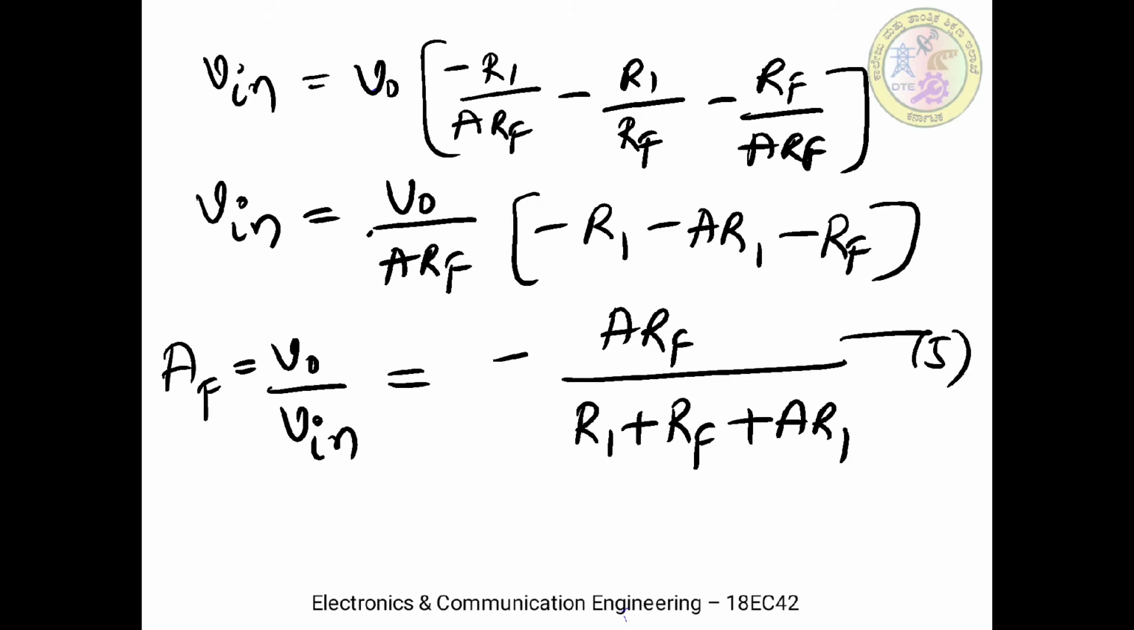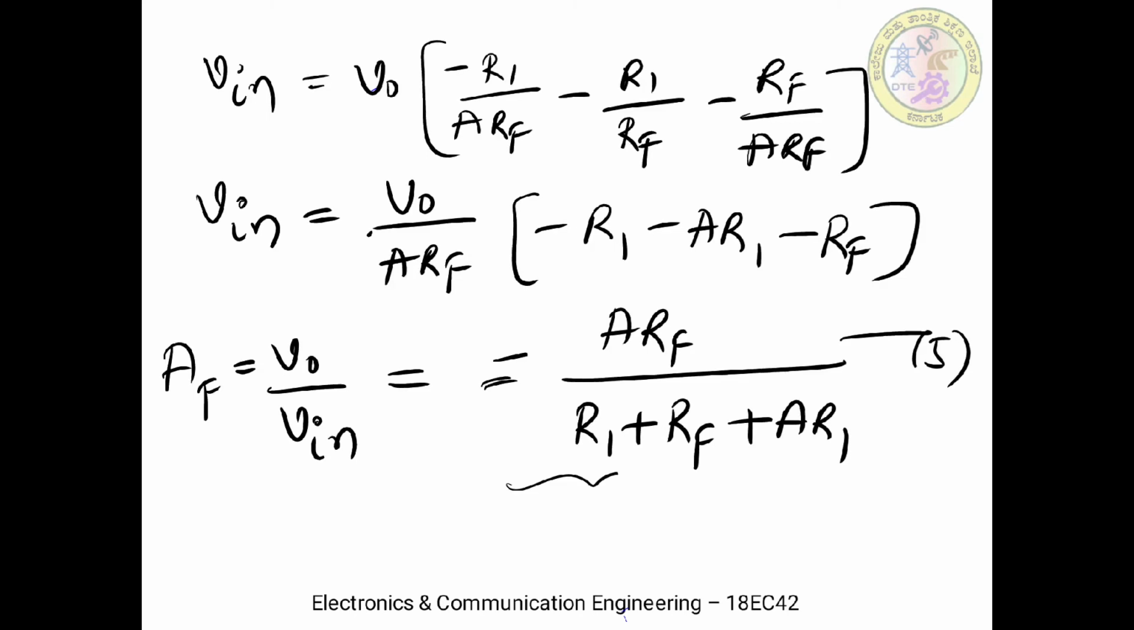Now in this equation 5, the negative sign indicates that there is a 180 degree out of phase relationship between V0 and V in, and that's why this particular configuration is also known as inverting amplifier with feedback, because V0 is equal to minus V in. So it is inverted. That's why the name inverting amplifier with feedback.